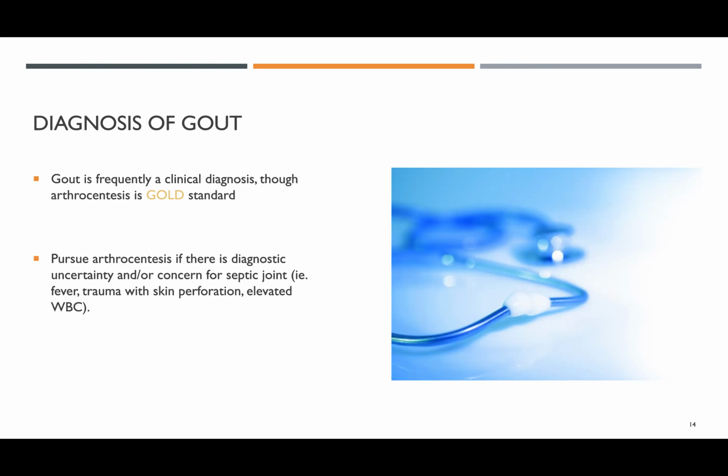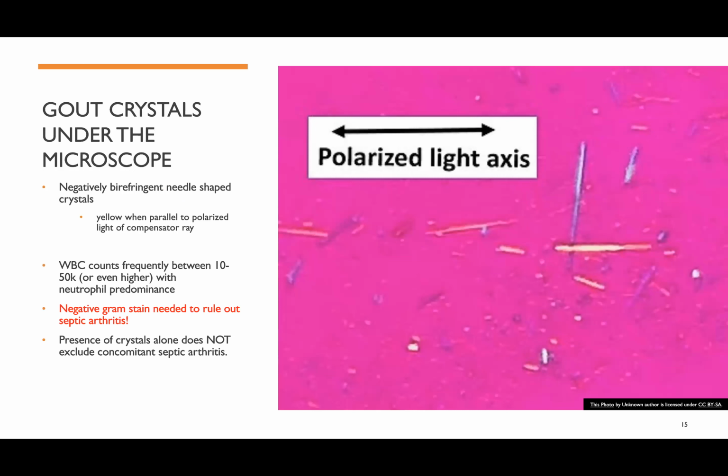And what are you going to see on that arthrocentesis? You're going to see gout crystals, as mentioned. Your keywords: negatively birefringent needle-shaped crystals. What does that mean? You put the slide under a polarizing light, run the light parallel to the crystals, and they should appear yellow. But don't be surprised as well that you see neutrophils in that joint, up to 10 to 50,000, if not more, because remember, they're coming in to attack those crystals and respond to the inflammation.